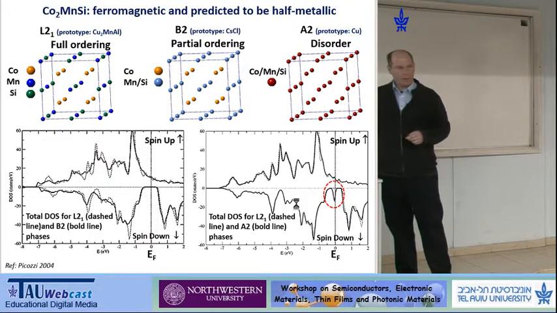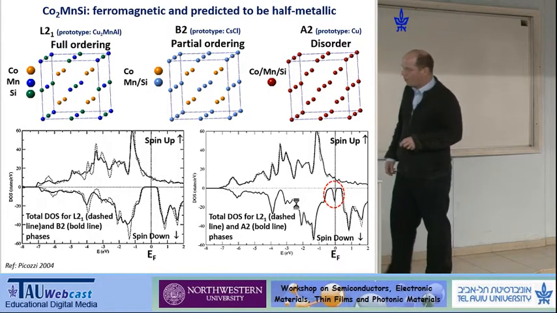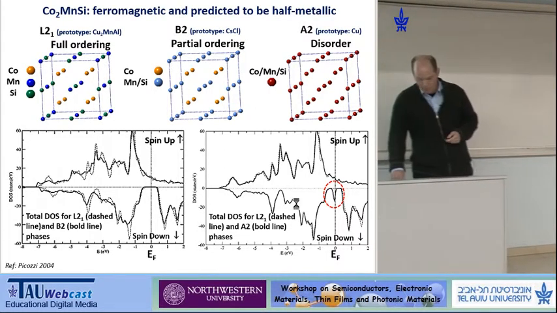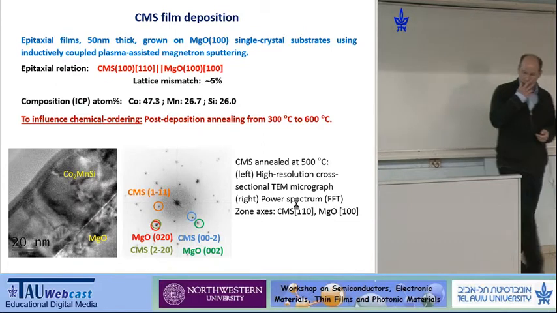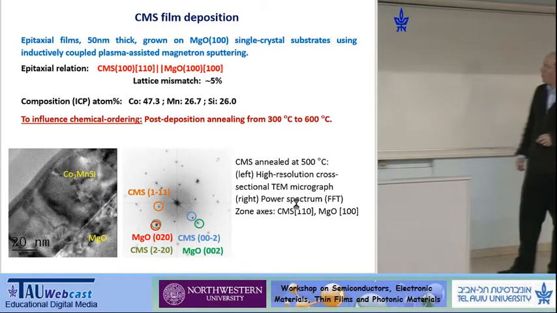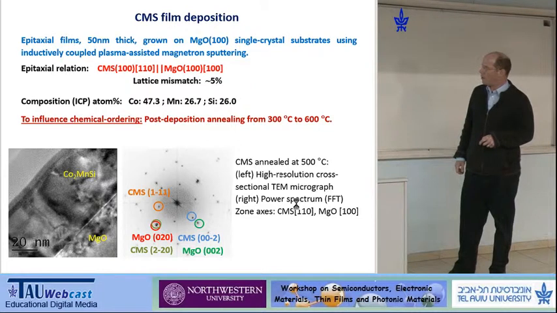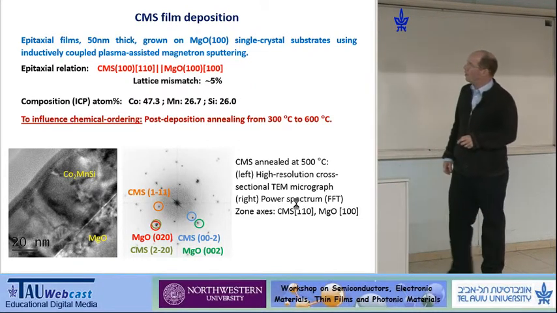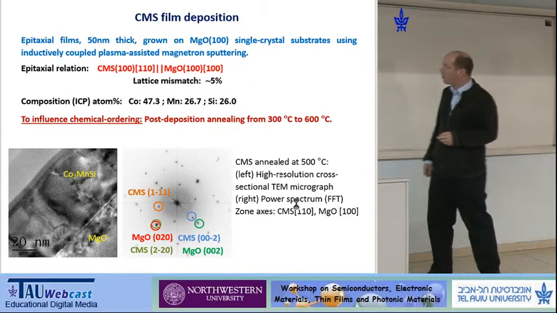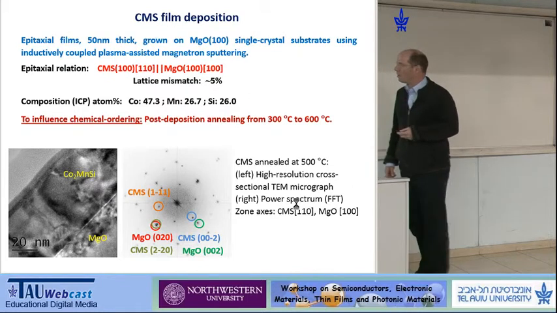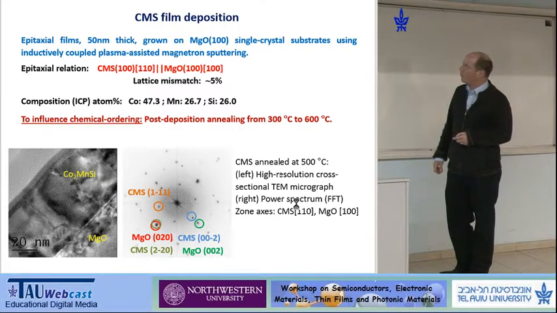So if you could achieve this kind of structure in the electrode, then you can expect full spin polarization and a very strong effect in the device. This is work that we did in collaboration with a group at Tel Aviv University, and they grew these thin films based on sputtering, which is a more industrially related methodology, and they achieved an epitaxial growth with the following epitaxial relation, and the overall composition is okay.